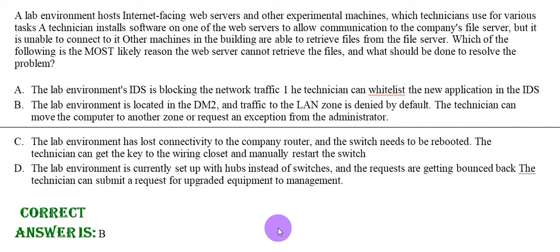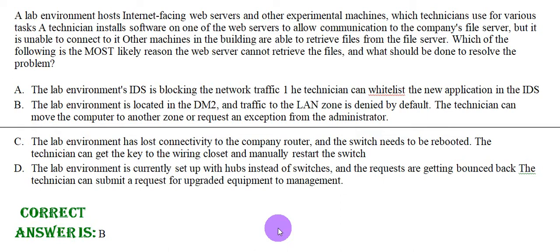A lab environment hosts internet-facing web servers and other experimental machines, which technicians use for various tasks. A technician installs software on one of the web servers to allow communication to the company's file server, but it is unable to connect to other machines in the building or retrieve files from the file server. Which of the following is the most likely reason the web server cannot retrieve the files, and what should be done to resolve the problem? Option A, the lab environment's IDS is blocking the network traffic. The technician can whitelist the new application in the IDS.